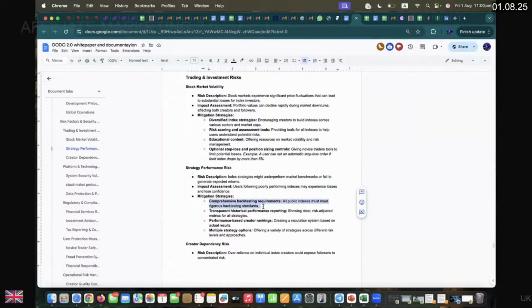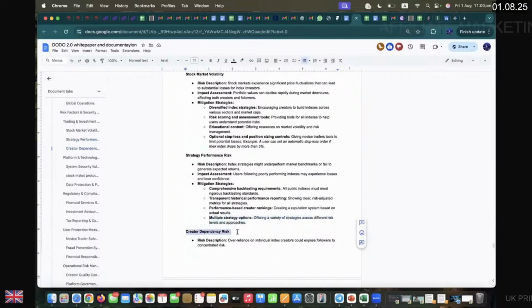All public indices must meet rigorous backtesting standards. Transparent historical performance reporting, showing clear risk adjusted metrics for all strategies. Performance based creator rankings, creating a reputation system based on actual results. Multiple strategy options, offering variety of strategies across different risk levels and approaches.